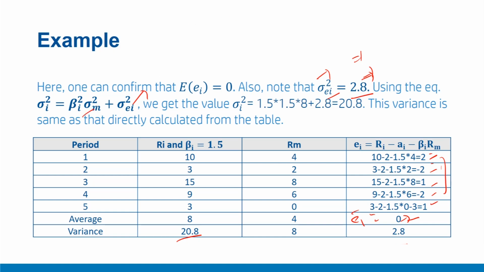Market part of risk is beta I square times sigma m square, which can also be computed. For sigma square m, you can compute the variance of market using these values, which is 8 here, and then you can multiply it by beta square, which is 1.5 into 1.5 into 8, plus 2.8, which is 20.8. We computed this indirectly and directly also, and the numbers are matching.